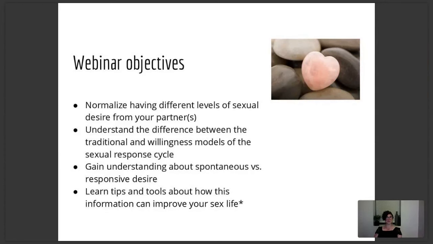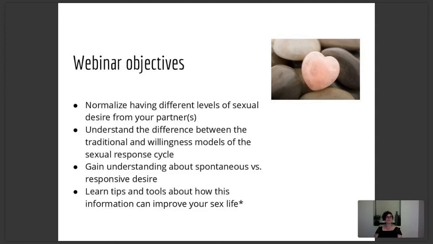Okay, so the objectives for this webinar include normalizing having different levels of sexual desire from your partner or partners, understanding the difference between the traditional and the willingness models of the sexual response cycle, gaining understanding about spontaneous versus responsive desire, and learning some tips and tools about how this information can improve someone's sex life.